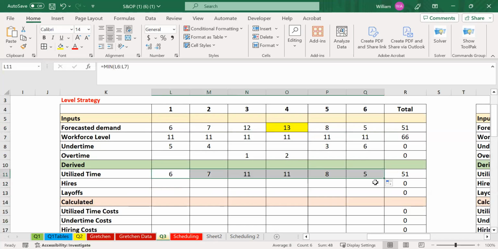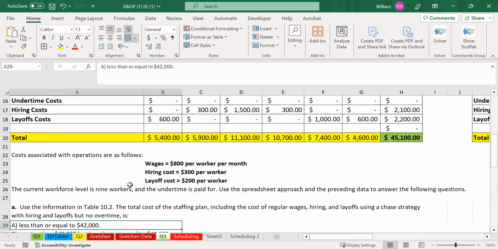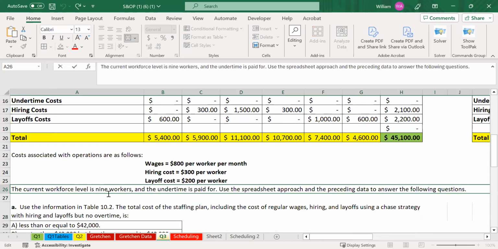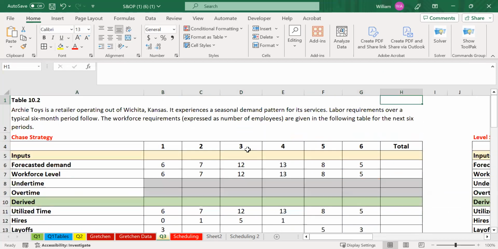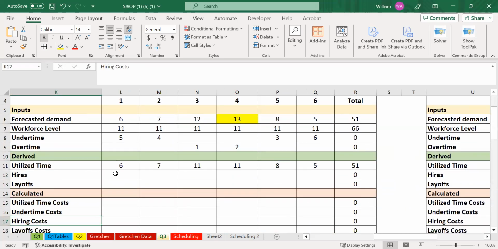Okay. Did we have any hires in January? I think we did, because the question said that we had 9 employees to begin with. The current workforce level is 9 workers, but we need 11 workers. So that means we are going to need to hire 2 additional workers in January. And then after that, we stay at 11 all through, so there's no additional hire. And there's no layoffs.